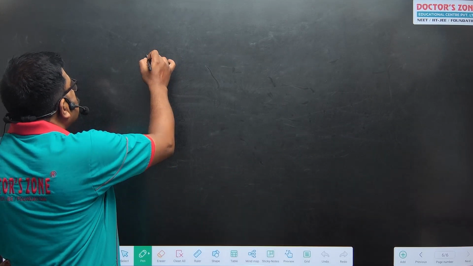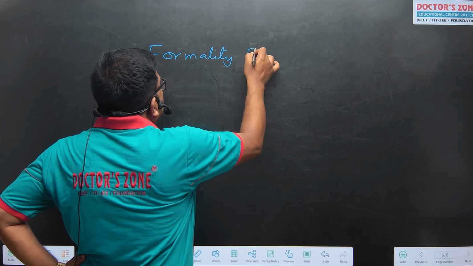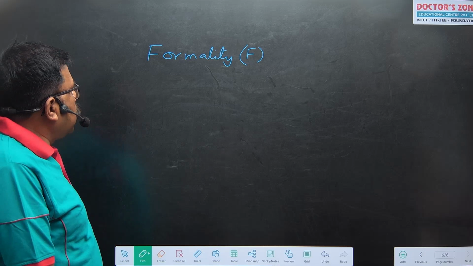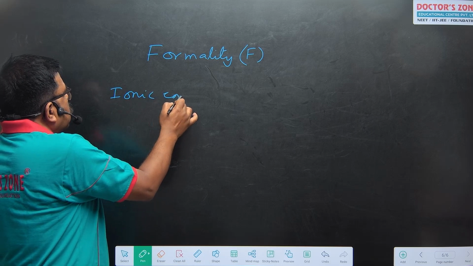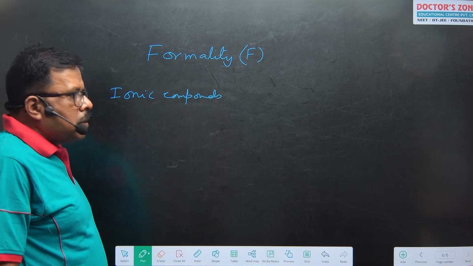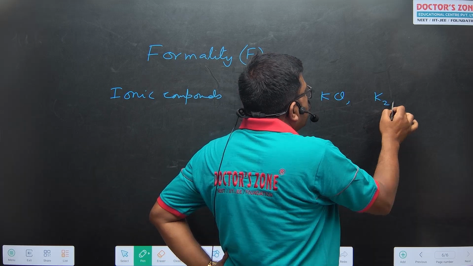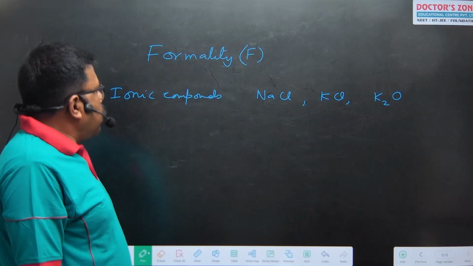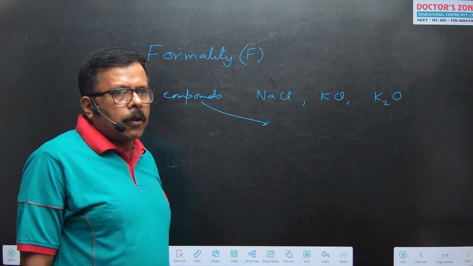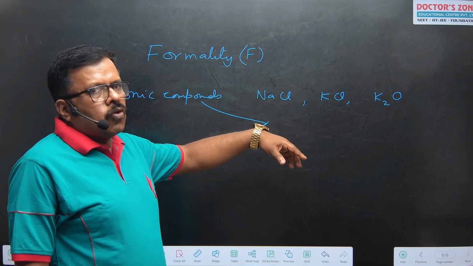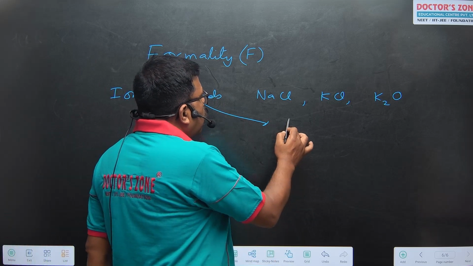Okay children, you must also be coming across this term, formality. What happens is, ionic compounds, like NaCl is an ionic compound, KCl is an ionic compound, K2O are ionic compounds. These ionic compounds actually do not have a molecular mass, because they do not have a molecule. If they do not have a molecule, they do not have a molecular mass. So their mass should actually be called formula mass.